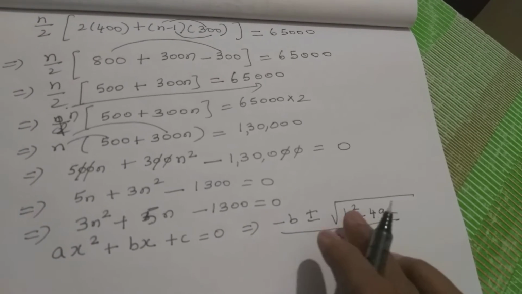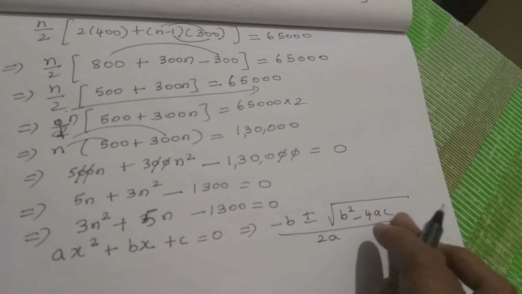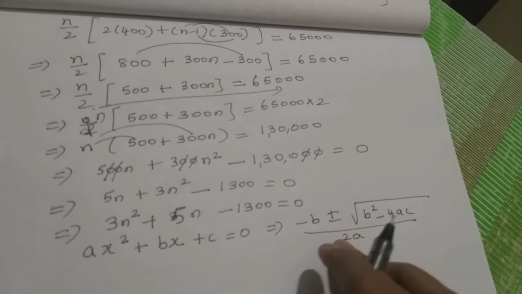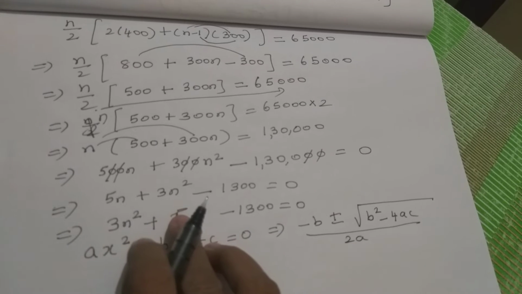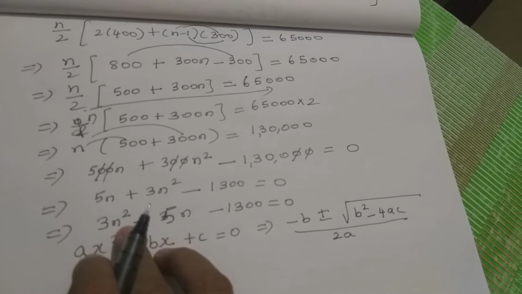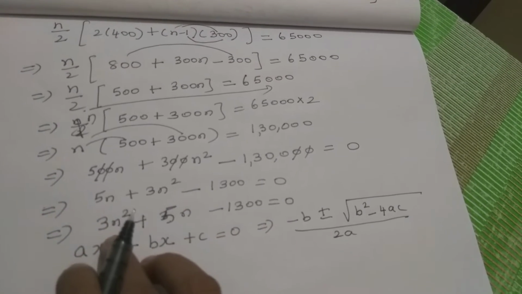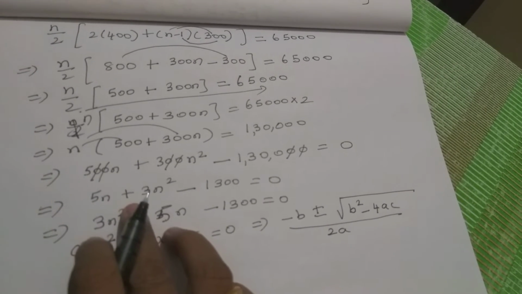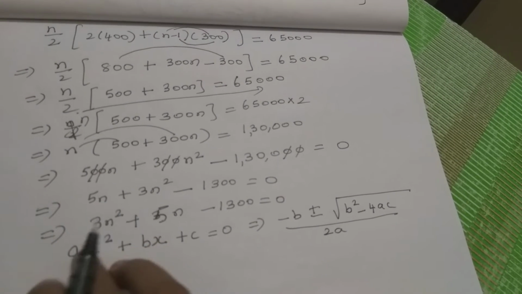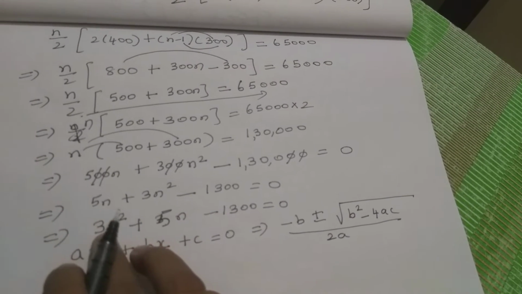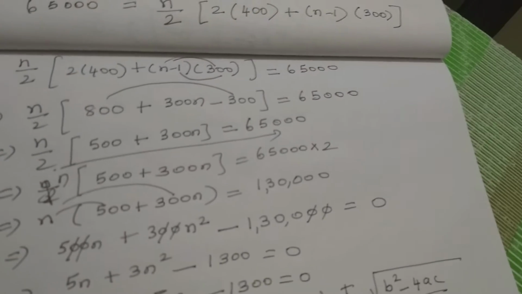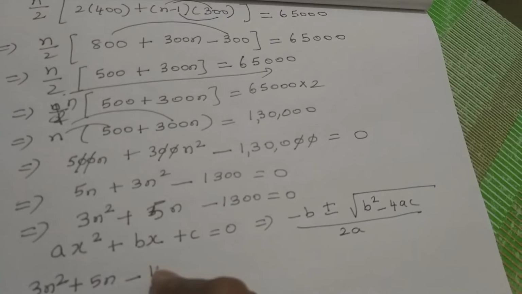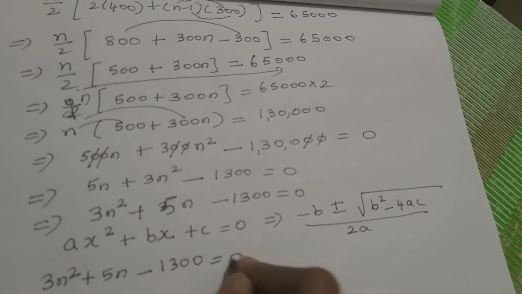Minus b plus or minus square root of b squared minus 4ac, the whole thing under the square root, divided by 2a. See, if you use this formula, in the place of x we have n here, n squared. What is in the place of a? The coefficient of the square power 2, that is, the x squared coefficient. Here the n squared coefficient is a. In the place of a, what is here? 3n squared plus 5n minus 1300 is equal to 0.